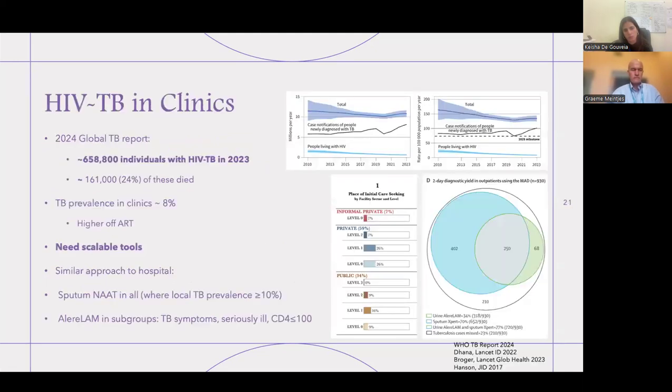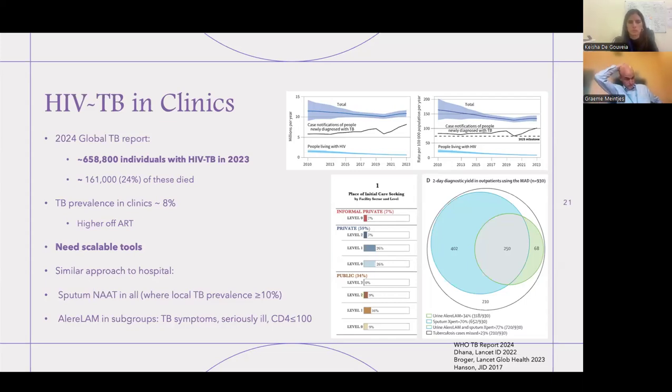So shifting gear a bit, we're now going to talk through HIV-TB diagnostics in clinics. In the recent WHO global TB report that came out, around 660,000 individuals had HIV-TB last year. So now we're dealing with huge numbers. The majority of patients with HIV-TB will actually present at ambulatory level. So while there's still a high risk of dying here, and we need rapid diagnostics that can get patients onto treatment, we also need tools that can be performed at scale because of the sheer size of the numbers we're dealing with.